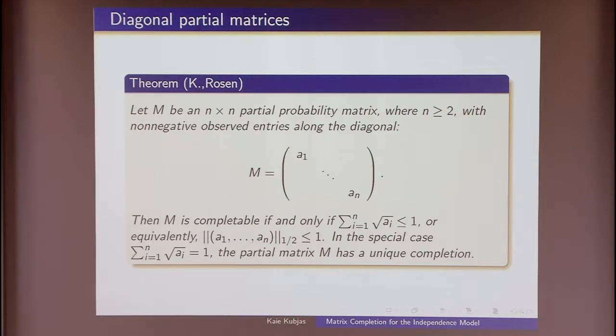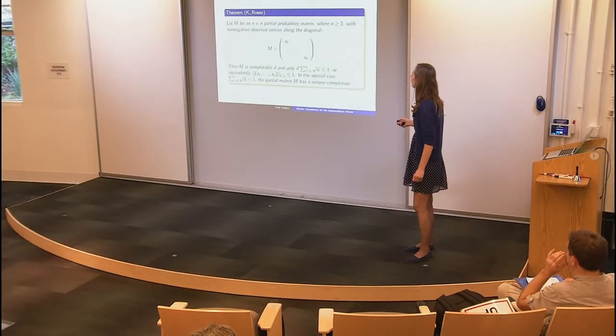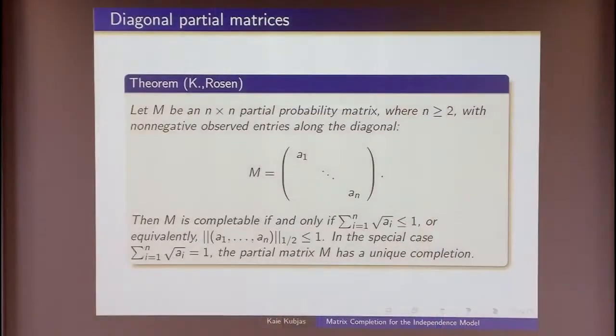So what happens if you don't have exactly n measurements? If you have less than n, is it always completable? If you have only part of the diagonal, then you basically have the same condition: the sum of the square roots of those entries has to be less than or equal to 1. Oh, I see. And then you never have uniqueness, but you could still get non-existence.